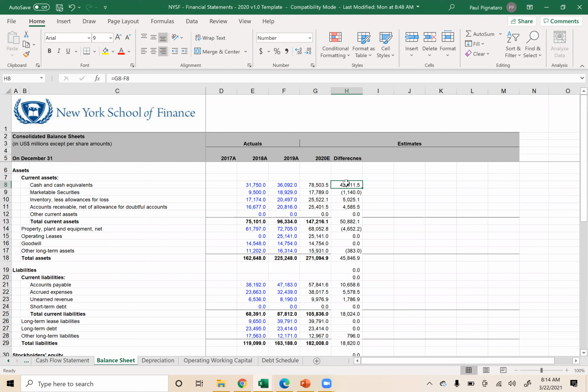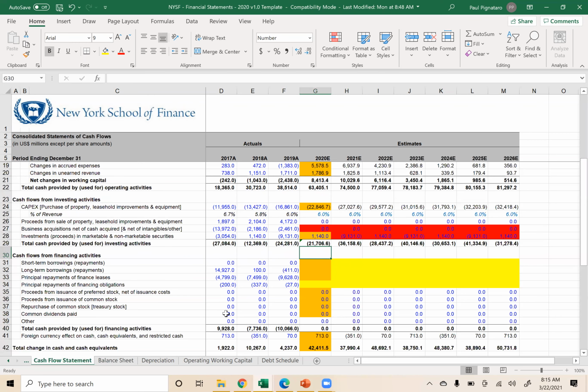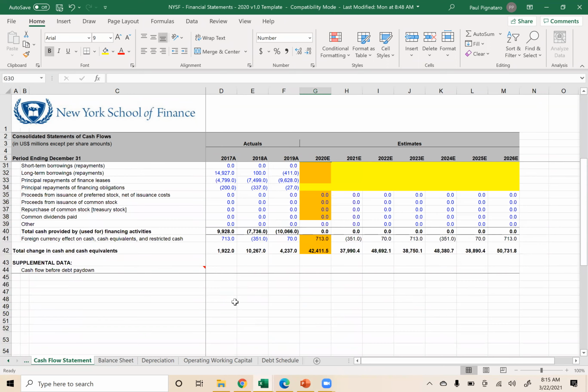Okay. How do I do this? Now, once I have a differences column, I go line by line down each difference, and I ask myself the same two questions I asked myself when building the model. Number one, does this match the appropriate cash flow line item? And number two, is it going the right way? So for example, I know cash and cash equivalents should be driven from cash. So my total cash should be 42411.5. Is it? Yeah, it is.